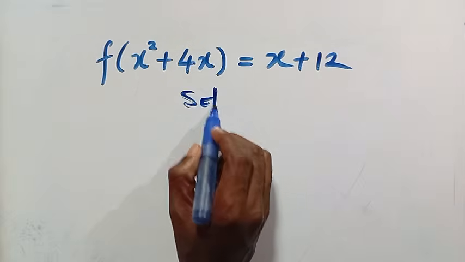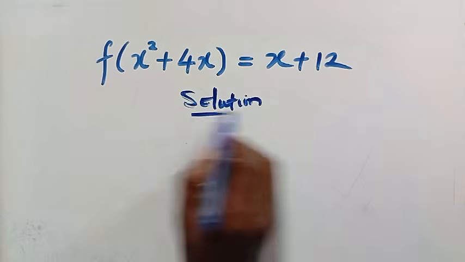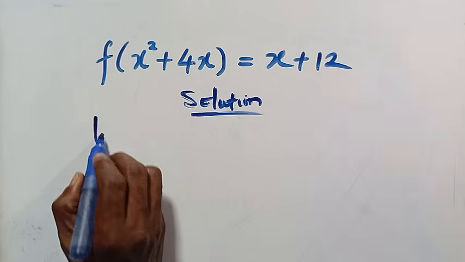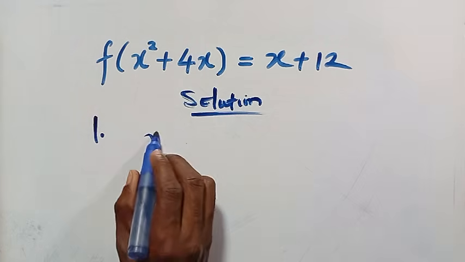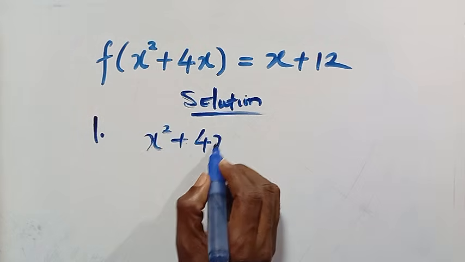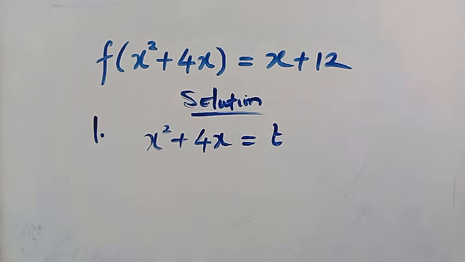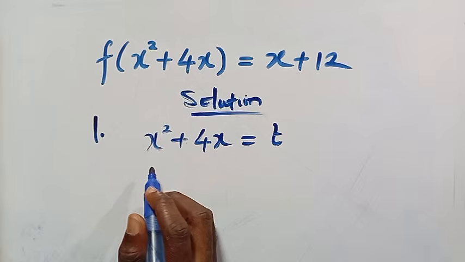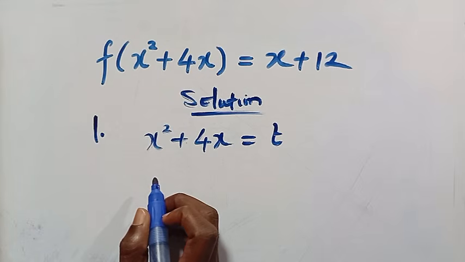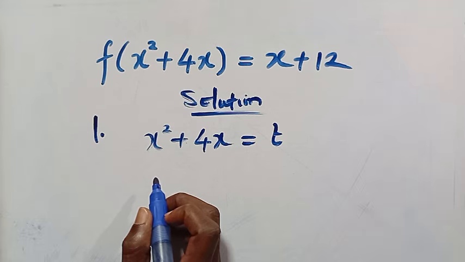If I consider the solution, let's say I call this method 1. Let's use direct substitutions. If I let x squared plus 4x equal t, therefore I'm going to solve for the value of x, then we later substitute. Another question here: is this a single valued function or not? We can pause this video at this point again and drop the answer in the comment box. But let's see what we get.